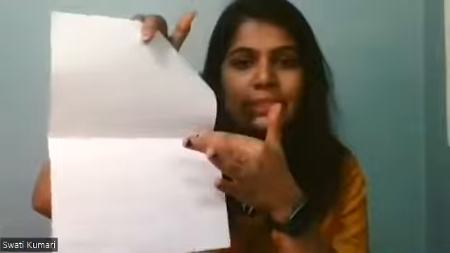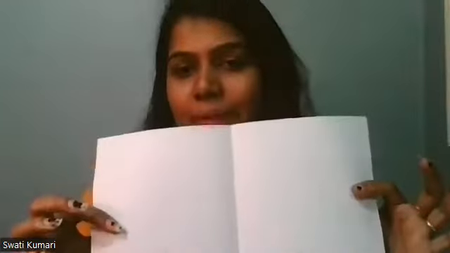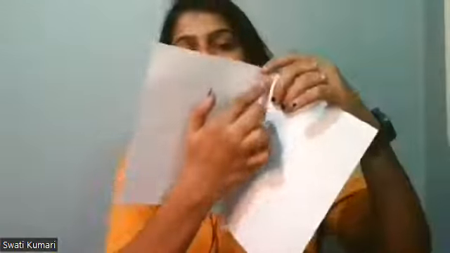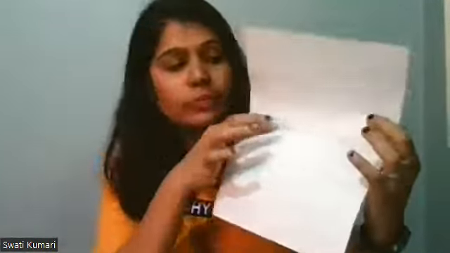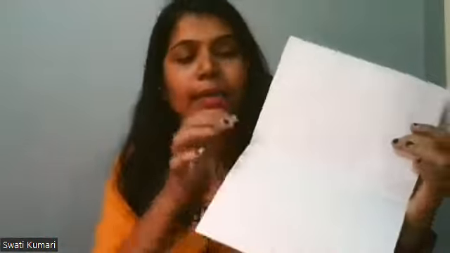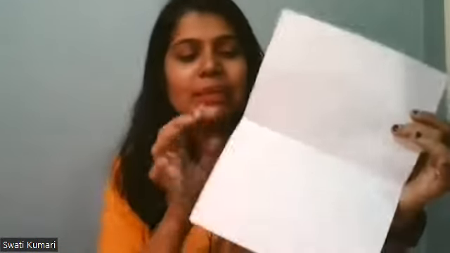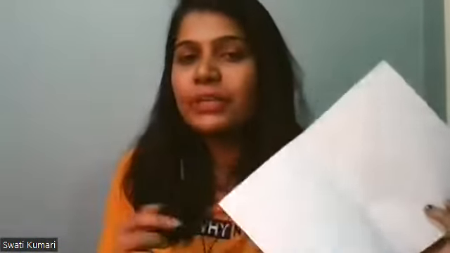This is called a crease, and this crease represents a line segment. Okay, so this line segment has two endpoints, right? You can see that this is the crease which has been formed, and this is called the line segment, and it has two endpoints.